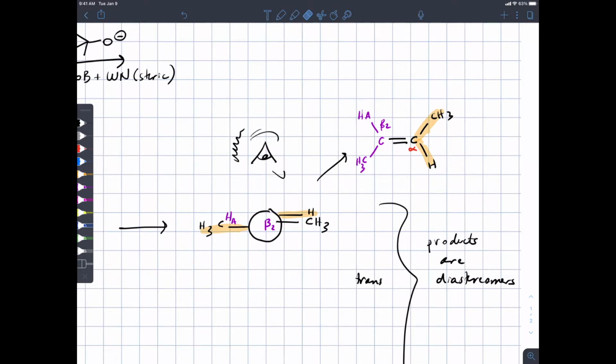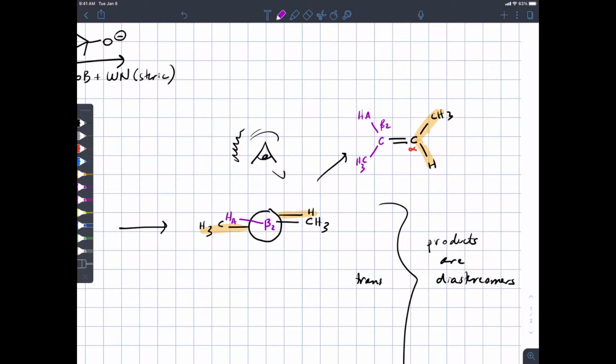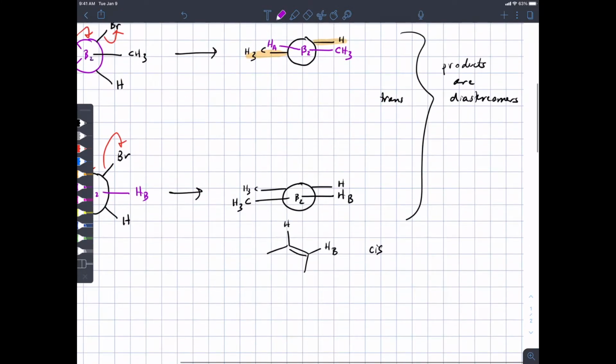It's a poorly drawn Newman projection, all right? Fine. Those bonds are meant to be eclipsed because this is an alkene, so everything's planar. Got it now? Okay. Yeah, sorry about that.